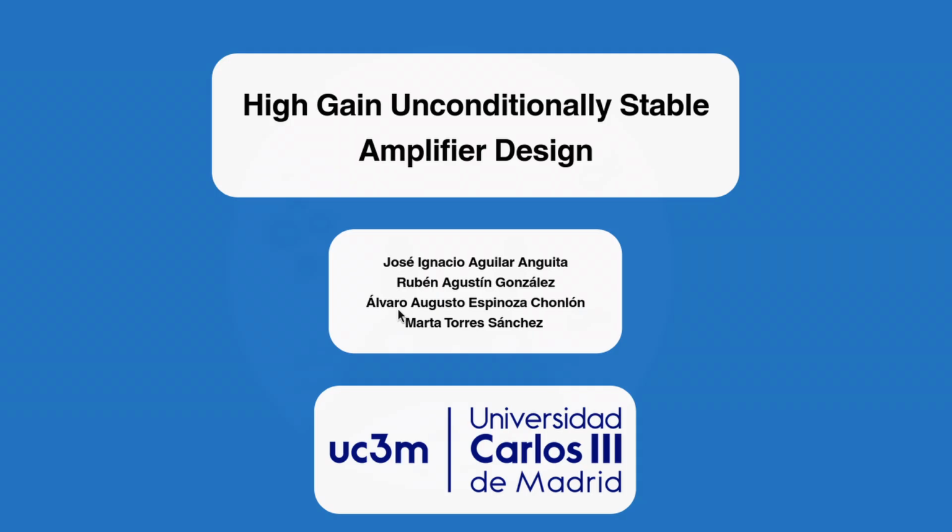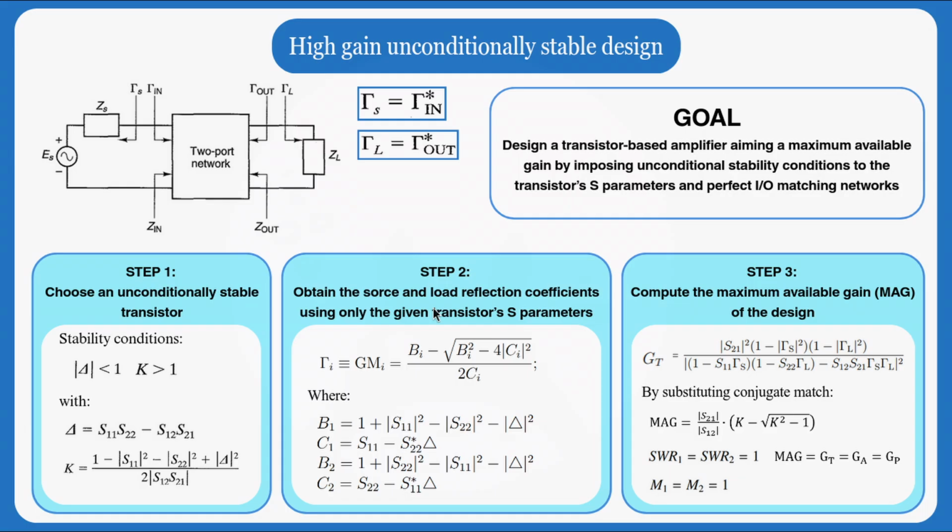To do so, we are going to follow the following steps. The first step is to choose a transistor whose S parameters for a given frequency ensure unconditional stability. For that purpose, the following conditions must be accomplished. The determinant of the S parameter matrix must be less than 1, and the Rollett stability factor, K, must be greater than 1.